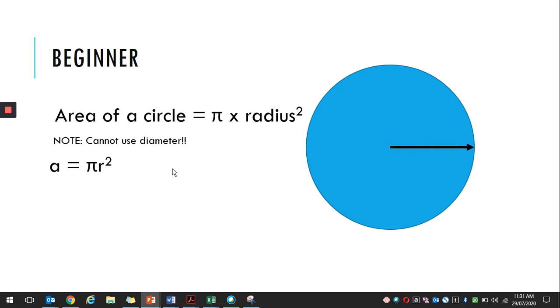So if we were to write that formula shorthand, A equals pi times r squared. That is usually how you'll see it in any formula sheet that you have. So let's get an example done.